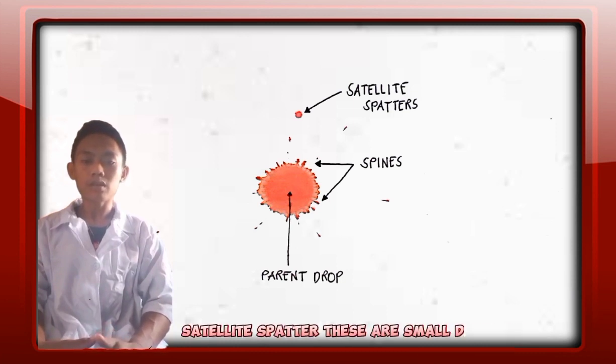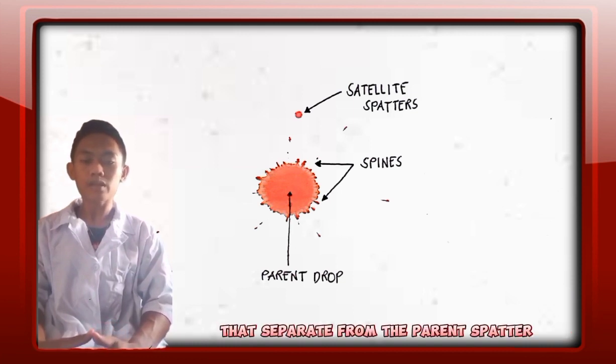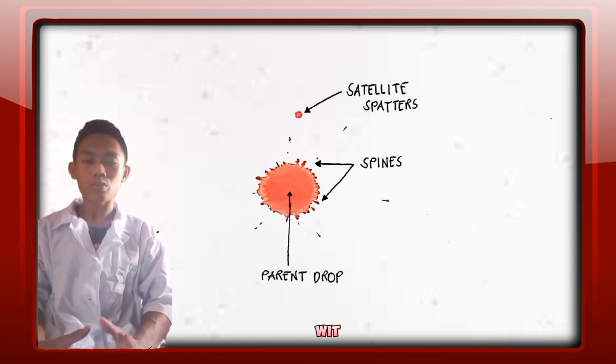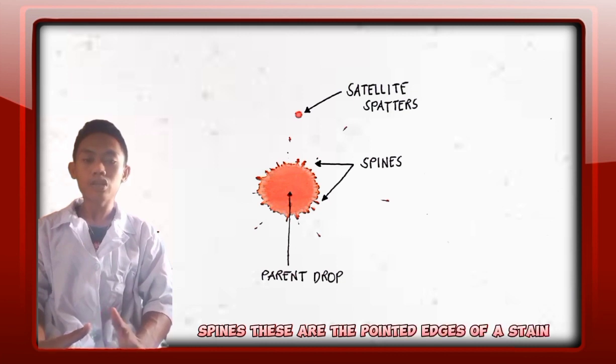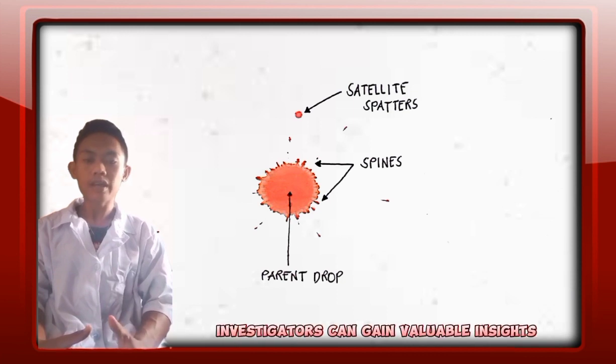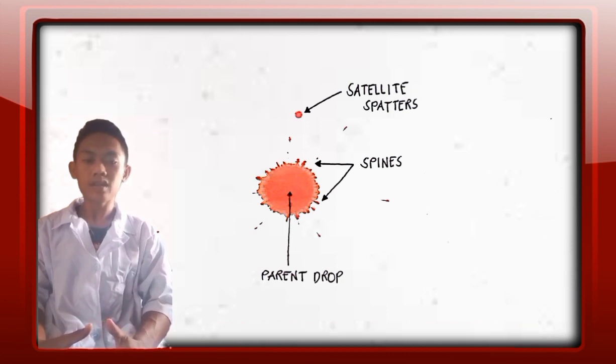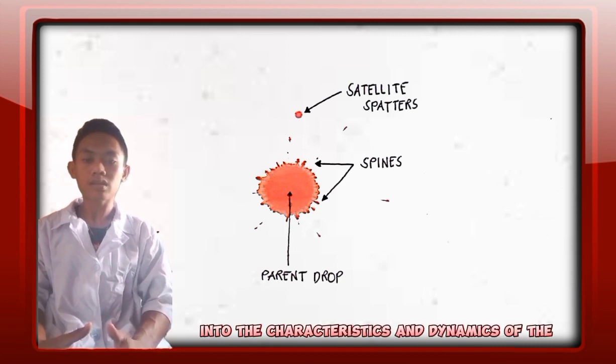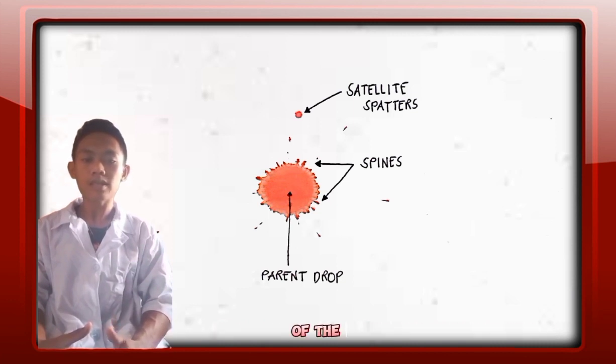Satellite spatter: these are small drops of blood that separate from the parent spatter when the blood droplets make contact with a surface. These are the pointed edges of a stain that extend outward from the spatter. By examining these basic parts, forensic investigators can gain valuable insights into the characteristics and dynamics of the blood spatter.